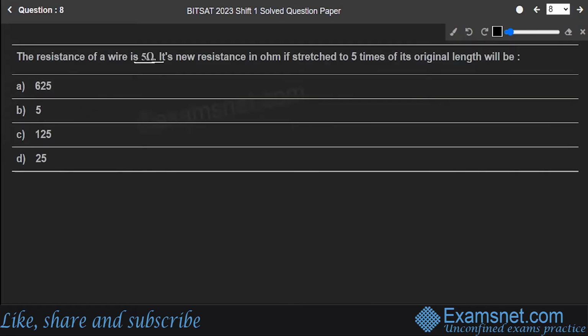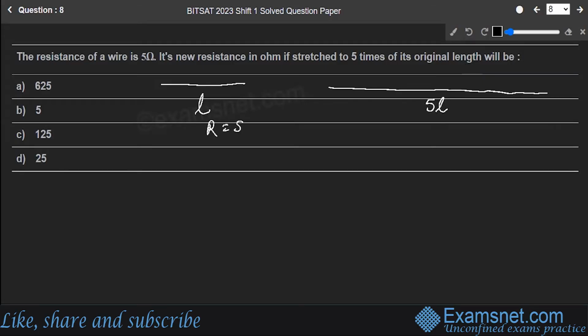The resistance of a wire is 5 ohm. Sorry, I'll repeat the question. The resistance of a wire is 5 ohm. Its new resistance in ohm, if stretched to 5 times of its original length, will be. So here you are having, this is the wire. Now in the final one, it's stretched to 5 times. So if this is L, this is equal to 5L. The resistance is 5 ohm.